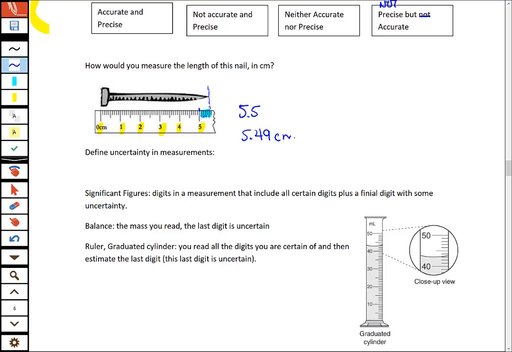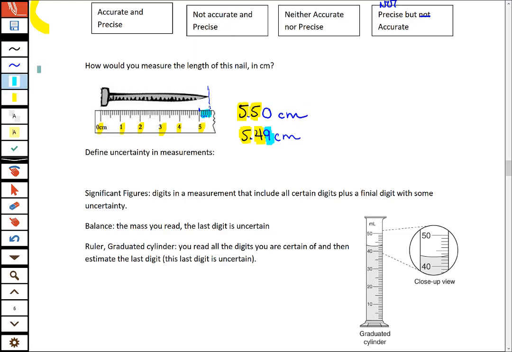This is going to be our pattern. Whenever we have a measuring device that has graduations, we're going to put down a digit for every graduation, and then we're going to have one estimated digit. The same thing is true if you thought this was spot on 5.5. You're saying, I have a graduation at 5, I have a graduation at 0.5, and I am estimating the 0 that comes after that.